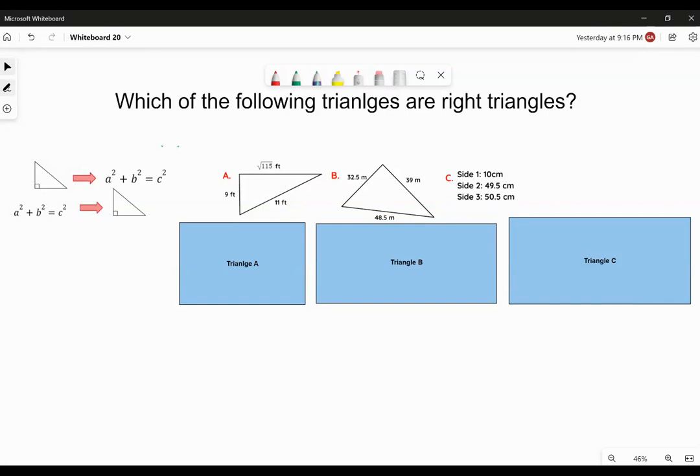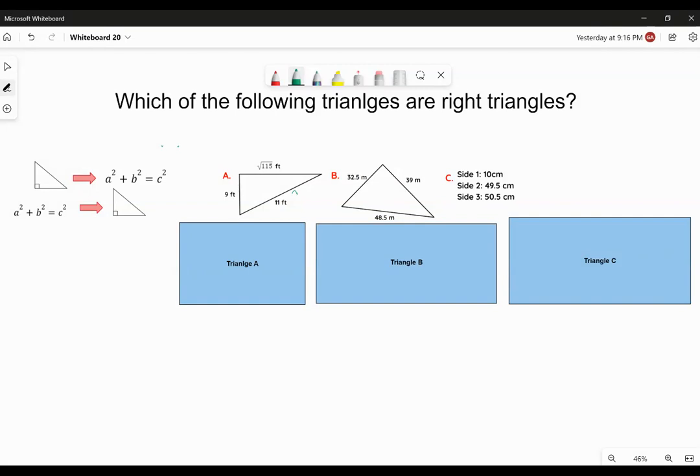So let's look at this first triangle, triangle A. We have what appears to be a right triangle. We're going to go ahead and set that up using the Pythagorean theorem to determine if it is a right triangle. So let's go ahead and label our sides. We know that our longest side is this 11 feet because the square root of 115 is going to be in between 10 and 11, because 10 squared is 100 and 11 squared is 121, and 115 is in that range. So our longest side here is 11.